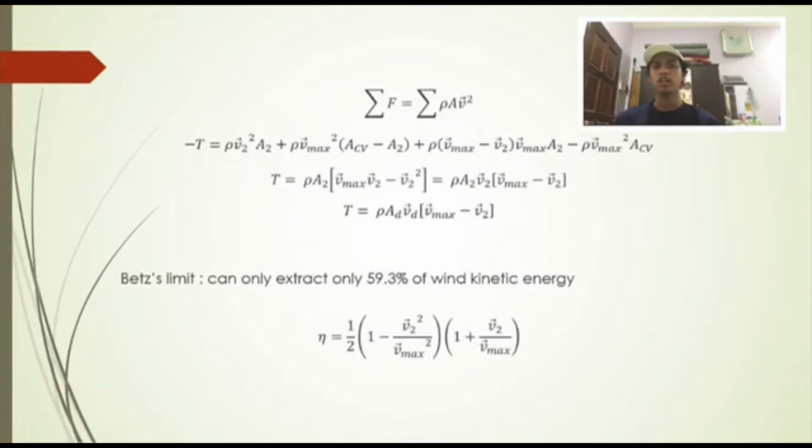The equation lets us calculate the value of force T in order to get maximum energy from the wind. Betz's limit shows the energy that we can extract from wind kinetic energy, which is only 59.3% of the energy. The extracted kinetic energy then will be converted into electrical energy.